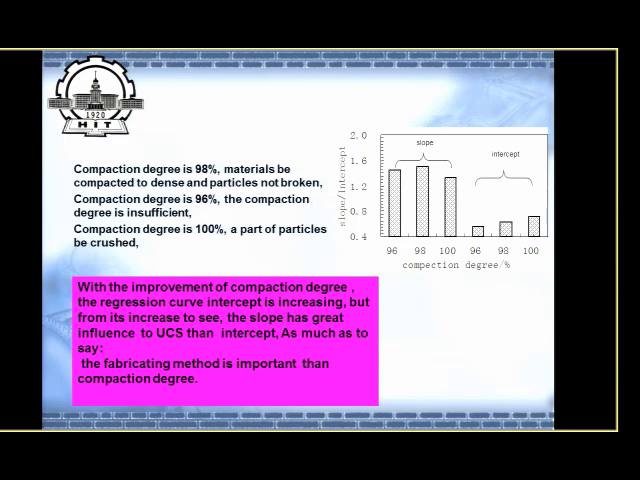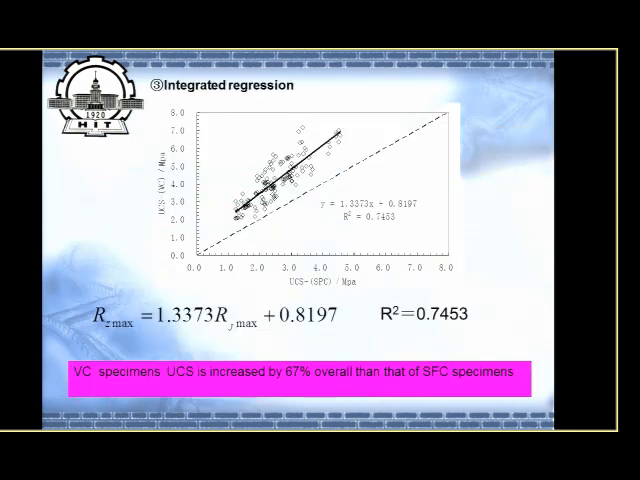But I think the fabricating method is more important than the compaction degree, because when the compaction degree is over 100, I think the strength will be low. This is the integrated regression. There is a linear relationship. The UCS of the VC method increased about 6-7% compared with that of the SFC method.